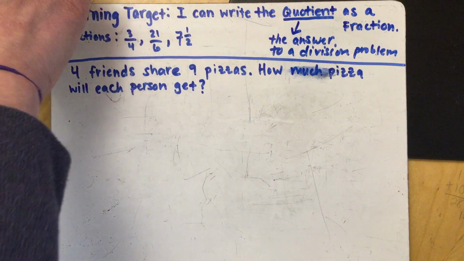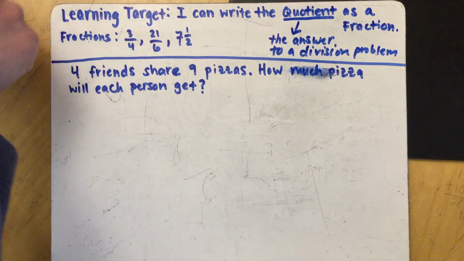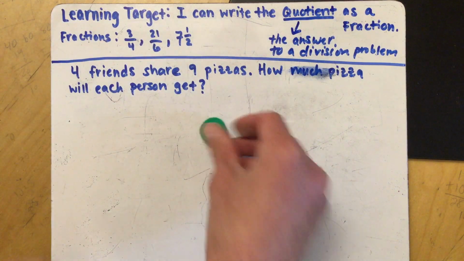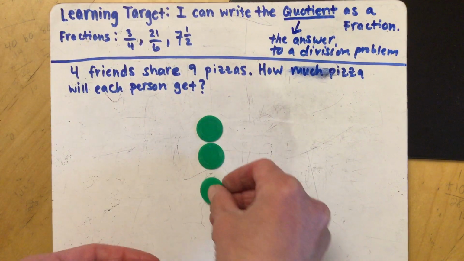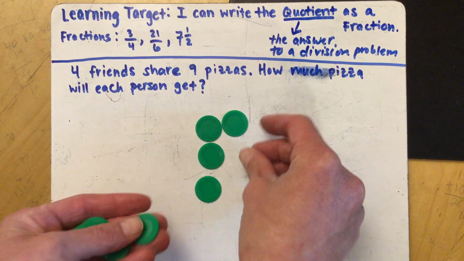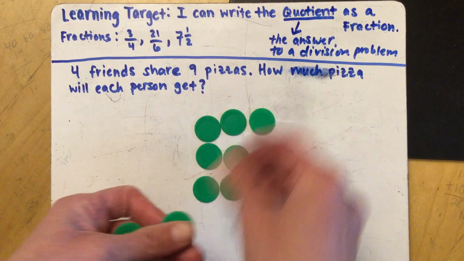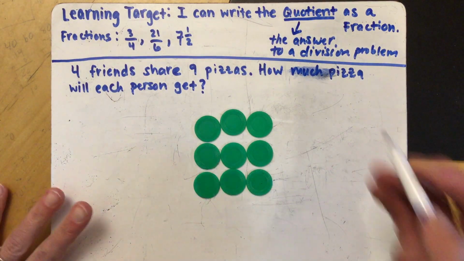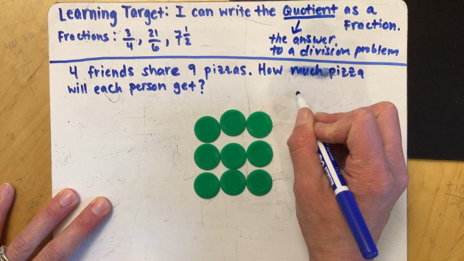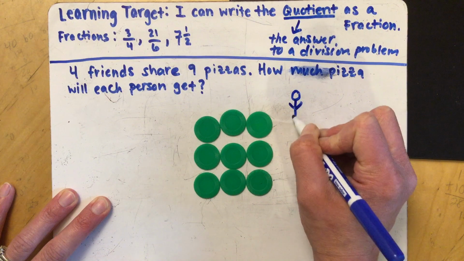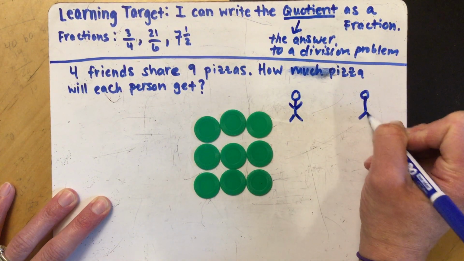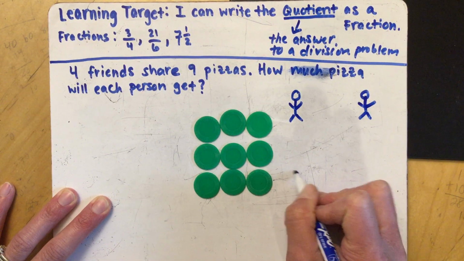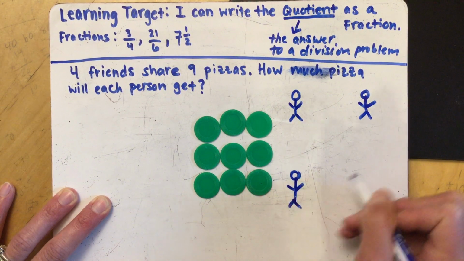So let's get out my manipulatives here, some green pizzas. Maybe it's broccoli pizza. And let's put down our 9 pizzas here. So 1, 2, 3, 4, 5, 6, 7, 8, 9. Here's our 9 pizzas. Perfect. So that's what the friends ordered. And now let's put our friends on here. So here's one friend. Here's the second friend. Here's the third friend. And here's the 4th friend.